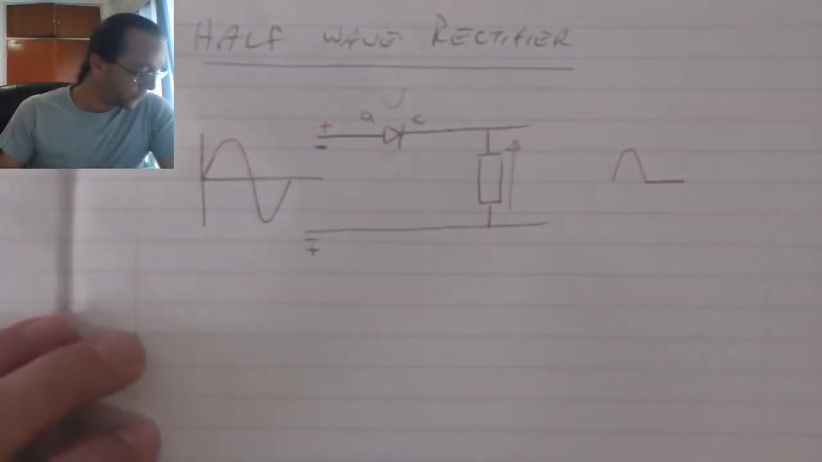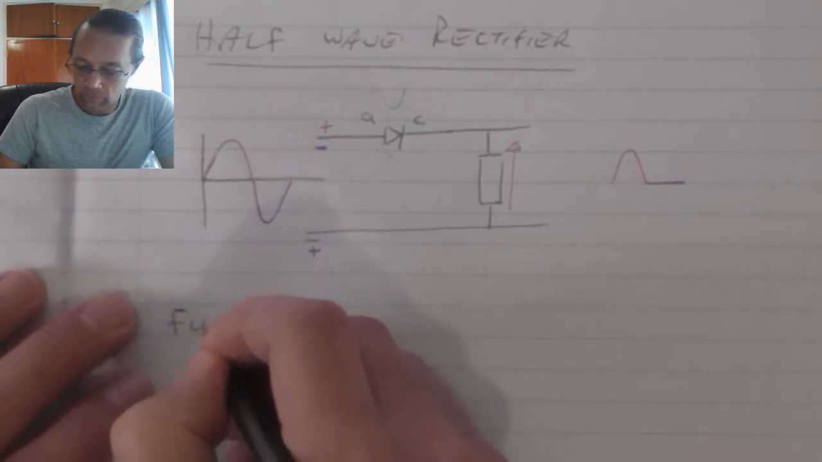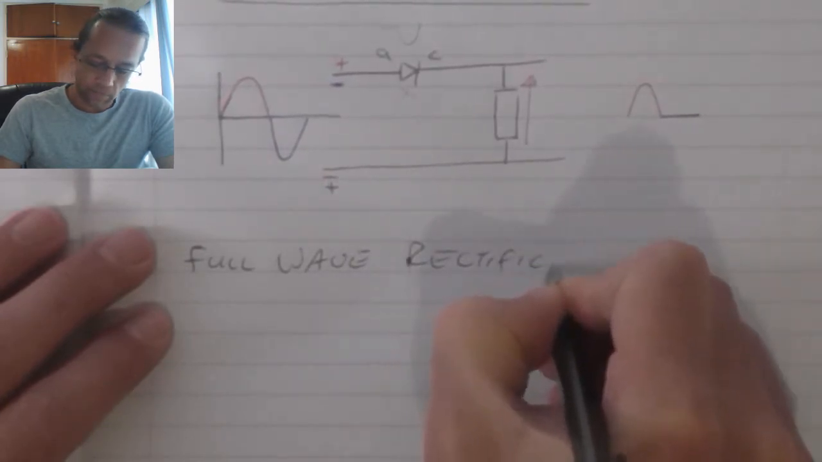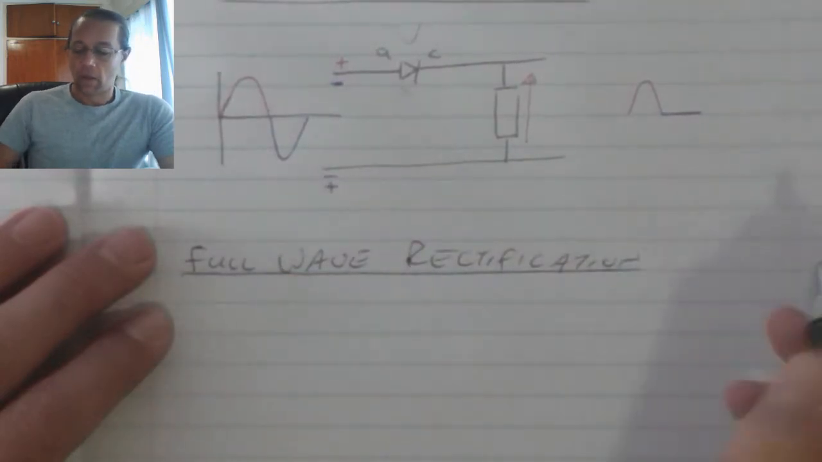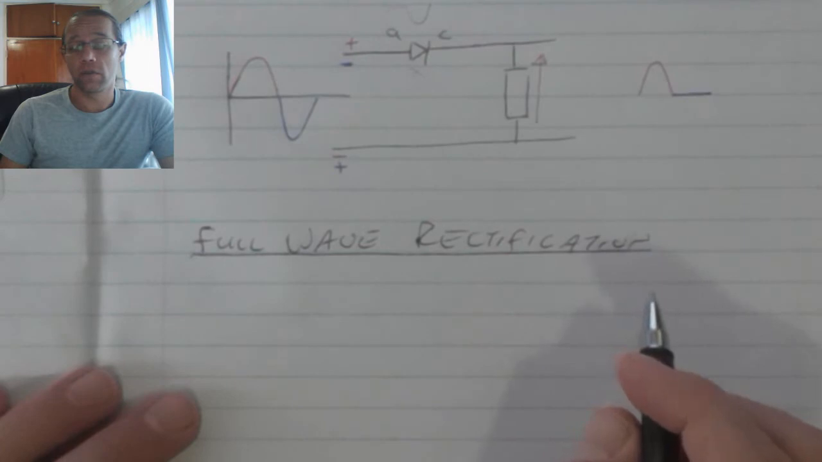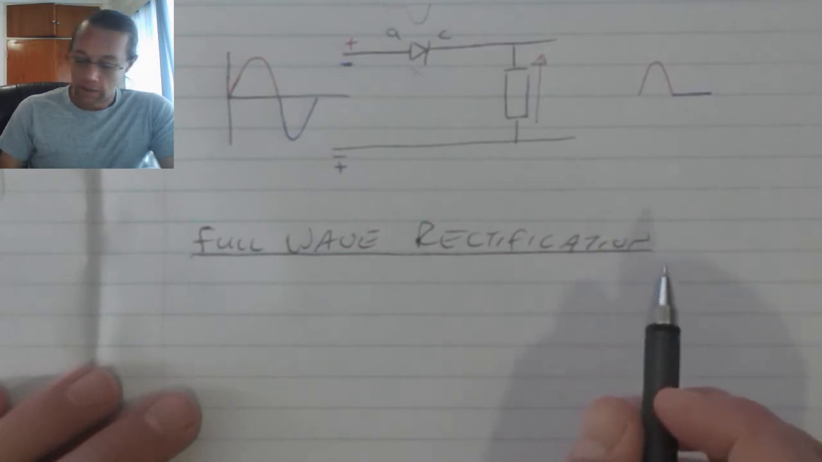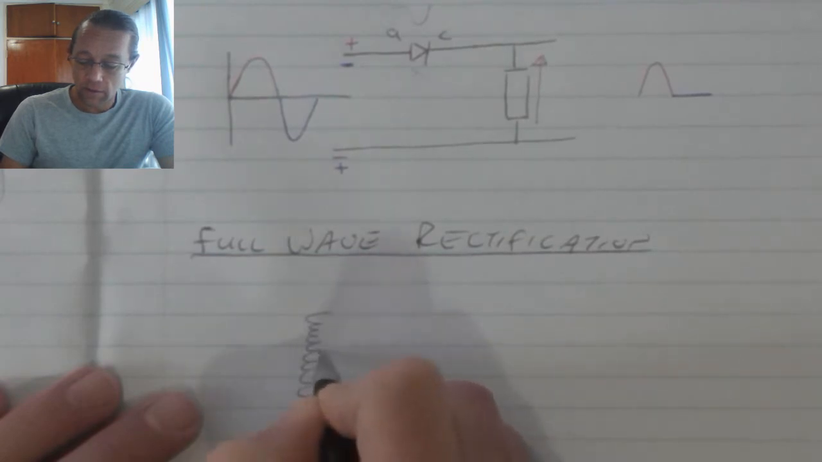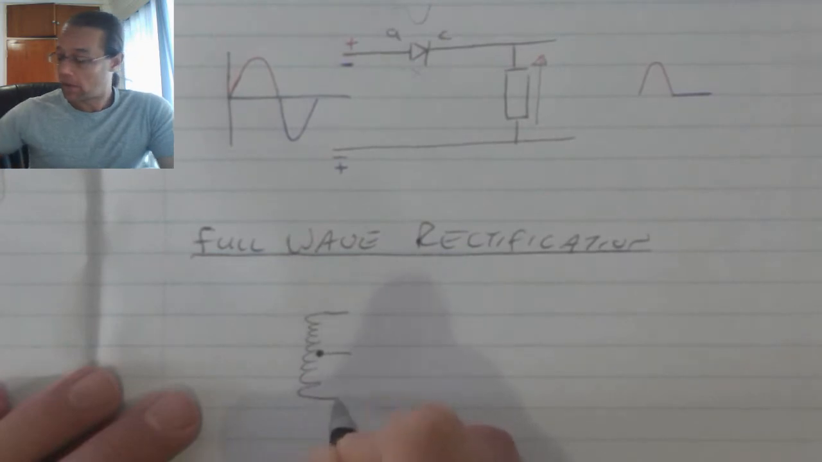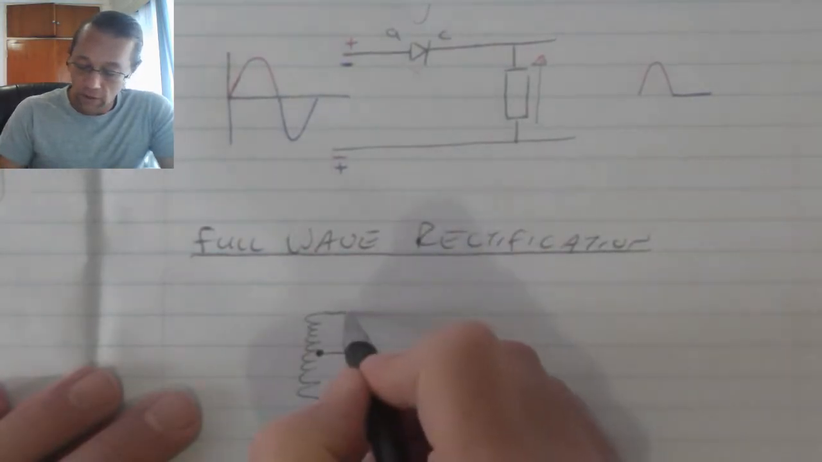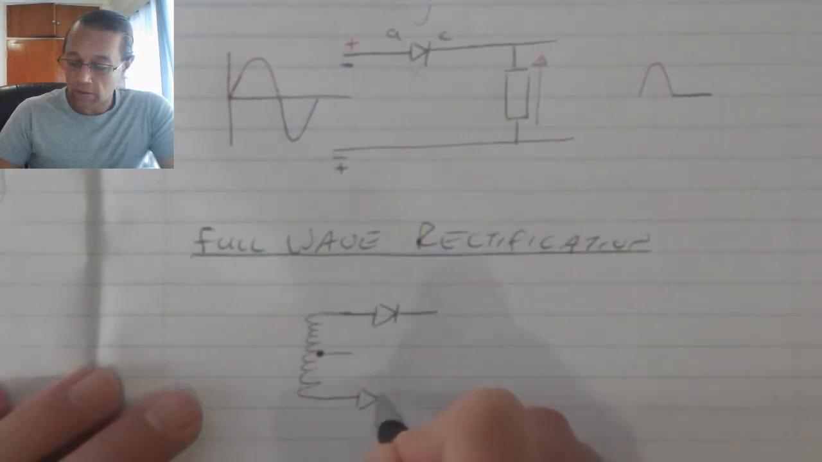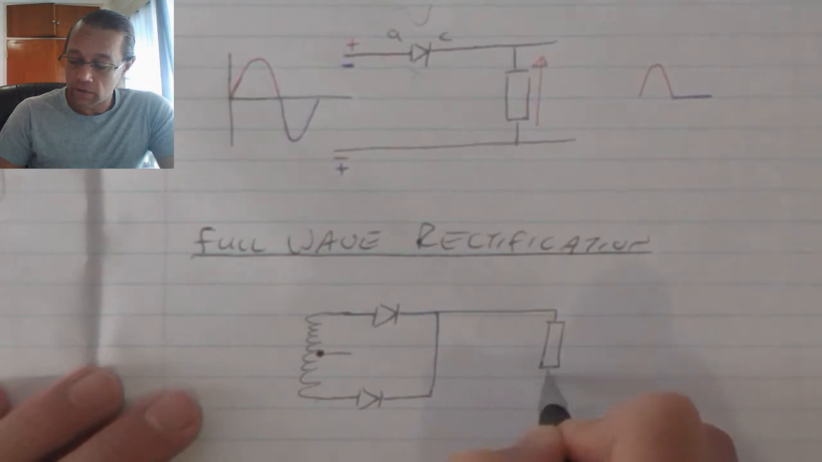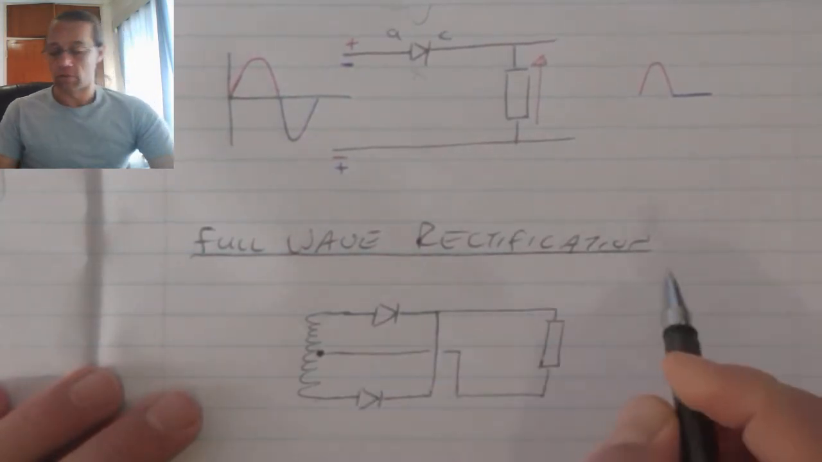Full wave rectification. With a full wave rectifier we need a special transformer, the center tapped transformer, and we're going to configure that transformer so that the secondary side of the coil has the center tap in the middle, and then what we have is our first diode like that and a second diode like that, which then combine together. That then feeds to my load resistance, and that then feeds back into my transformer.